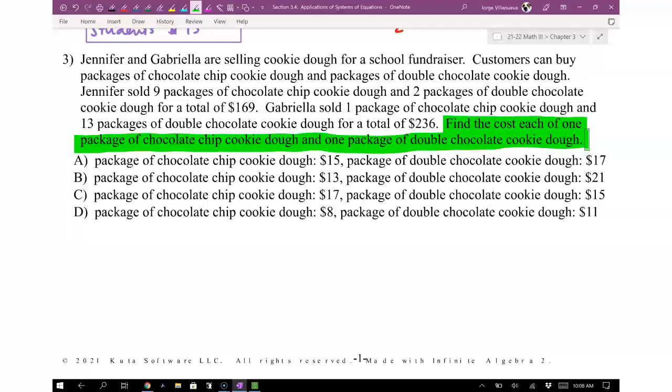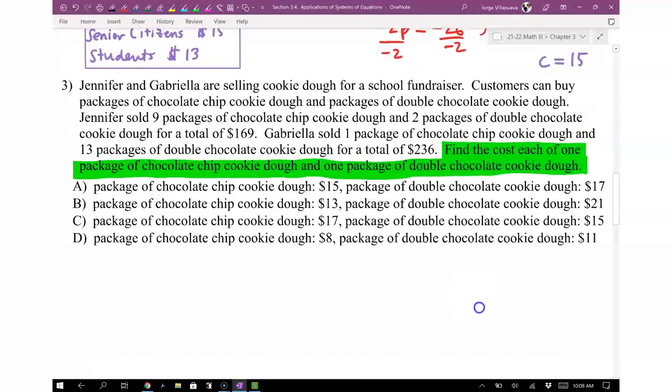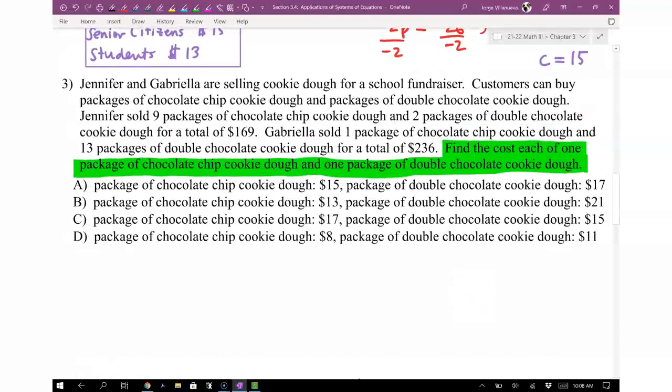So we're going to reread this again, then we're going to ask ourselves, is this important? So is it important that Gabriella and Jennifer are selling cookie dough for a school fundraiser in terms of building an equation? Is that important? No, I don't get anything from it. There's no numbers or anything, okay? So who cares? Customers can buy, this second sentence, customers can buy packages of chocolate chip cookie dough and packages of double chocolate cookie dough. Is that going to give me an equation? No, so who cares about that?